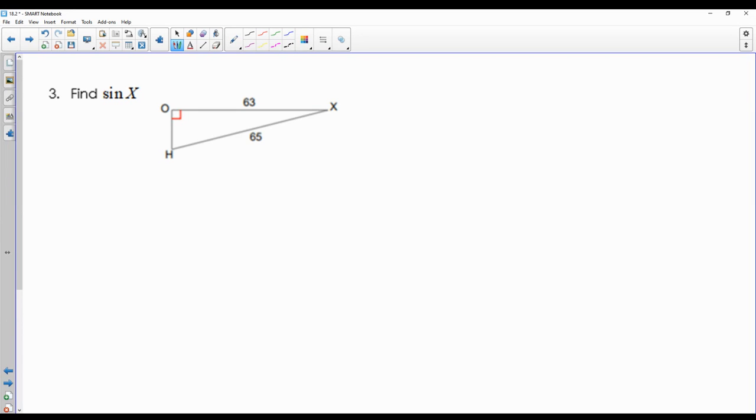All right, here's example number 3 on our 18.2 unit. We are now just asked to find one ratio. They just want us to find the sine of angle x. So I'm going to go ahead and put theta there, and it doesn't need to move. That's all I'm asked for, just one thing, the sine of angle x.